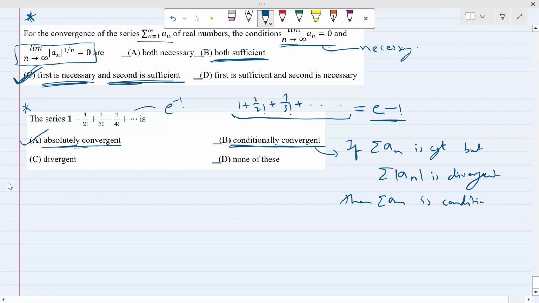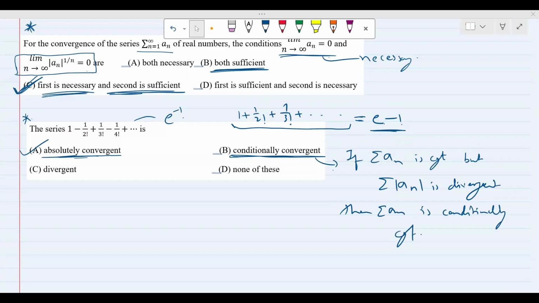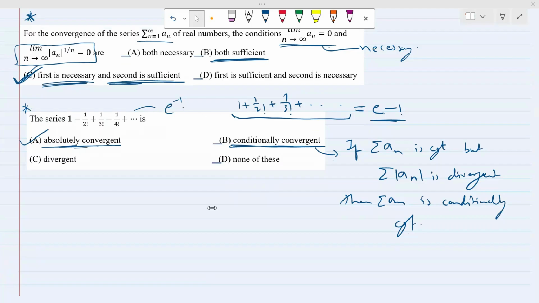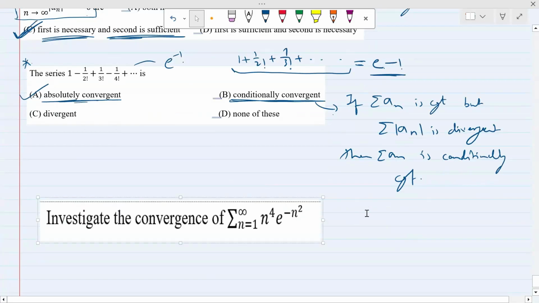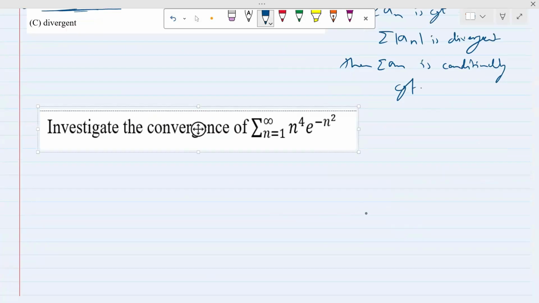Okay, one more question. Is the question visible? Sir, at my end it is not visible to me. Just the previous two questions are visible. Okay. Investigate the convergence of this. Is it convergent or divergent?